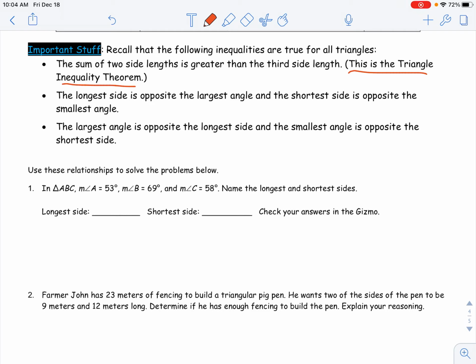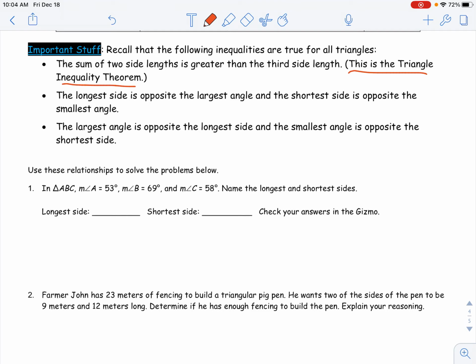The longest side is opposite the largest angle, and the shortest side is opposite the smallest angle. Similarly, the largest angle is opposite the longest side, and the smallest angle is opposite the shortest side. So use the relationships to solve the problems below.